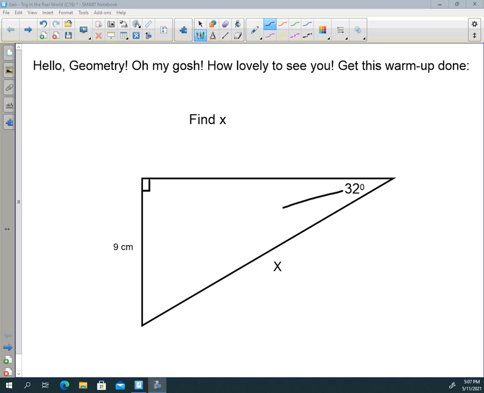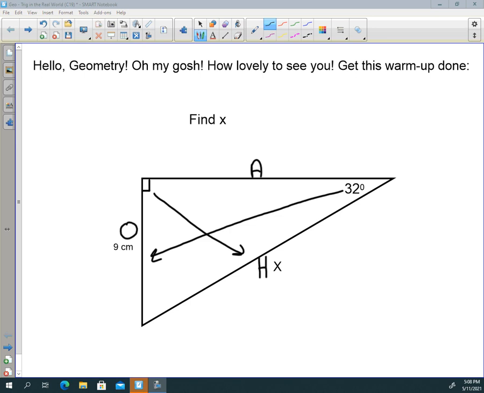Directly opposite or across from that 32-degree angle is a side. And we're going to label that side with an O because it is the opposite side. Once you do that, you can go ahead and label your hypotenuse. The hypotenuse is always the one across from the 90-degree angle, so I'm going to label that with an H. And then this other side up here is the adjacent side, and we're going to label it with an A. Labeling our sides helps organize what we need to know in order to pick the correct trig ratio.